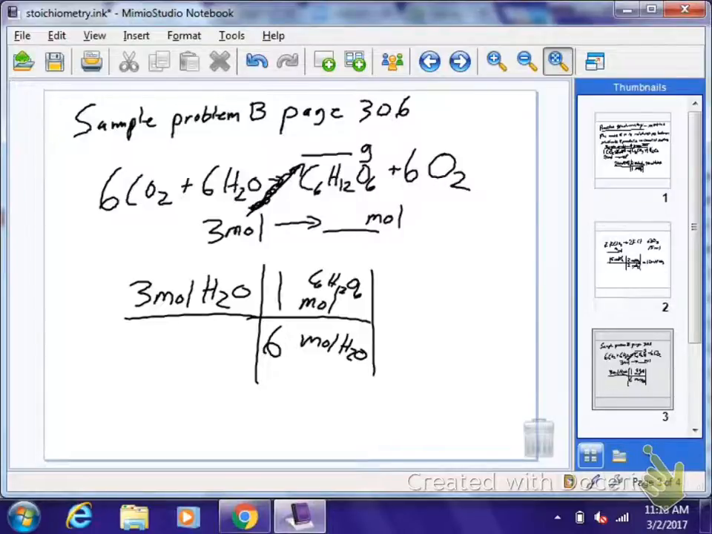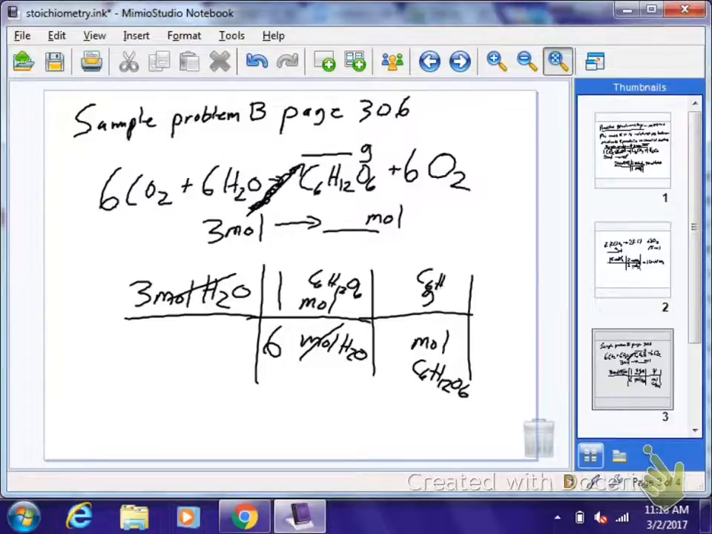So at that point, I need to do something you guys have done a lot of already. So what goes down here? Moles of what? Glucose. What goes up there? Grams of glucose. Okay, so now I'm going from moles to grams. So down here, what number goes down here? Just one.